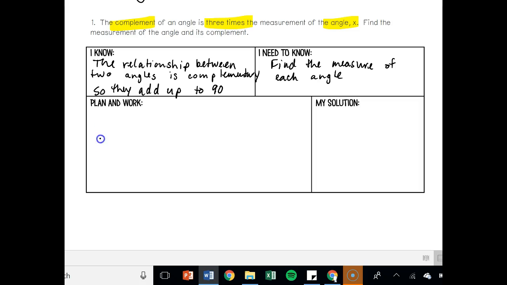You could draw a picture. You could say something like this. So you've got these two angles, complementary, 90 degrees, right? You've got 3x and x, right? So 3x plus x equals 90. So you want to solve not only for x, that will give you this angle, but then plug back in to solve for that to give you the other angle.